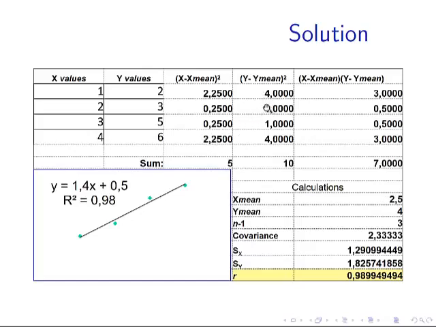Similar thing we will do for this part. We will use just the values of y instead of x, and y mean instead of x mean. Let's consider some of them. 2 minus 4 is negative 2. Negative 2 squared is 4. 3 minus 4 is negative 1. Negative 1 squared is 1.